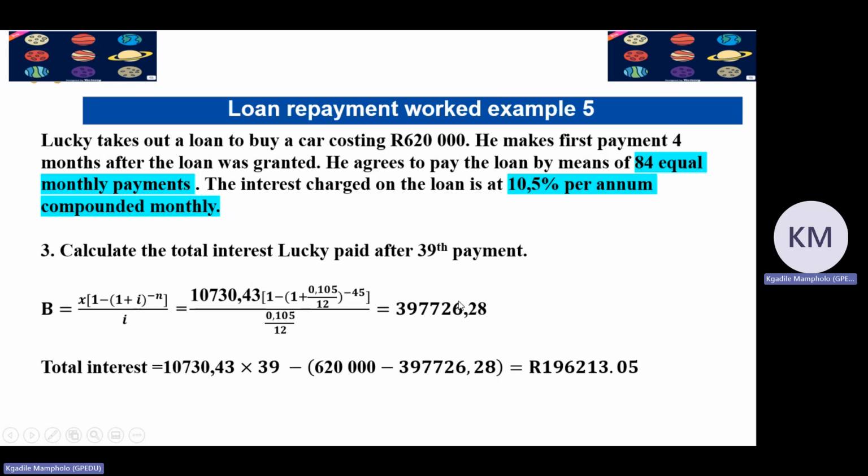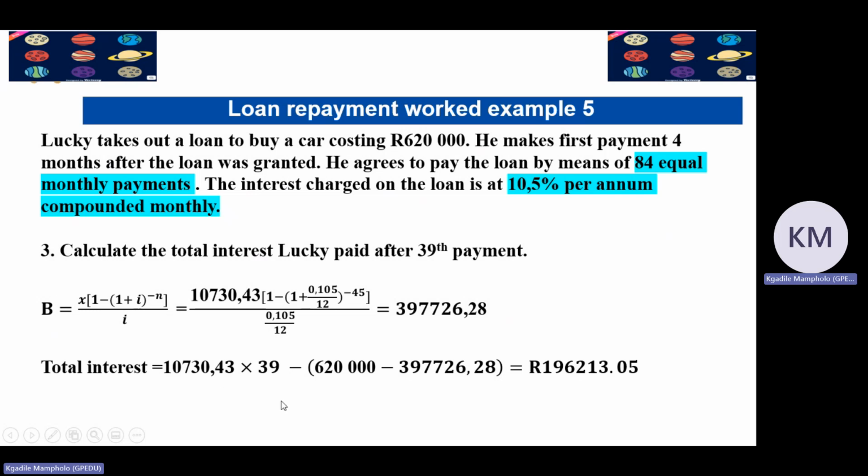You use the same present value formula, but instead of P, you put B. Your X will be the installment, and the N will be the time remaining, which is the total time minus the last time Lucky paid. Then it will be 84 minus 39, which is 45. If Lucky paid this outstanding amount just after the 39th payment, the loan will be settled. But you use the present value formula, and instead of P, you put B for balance.